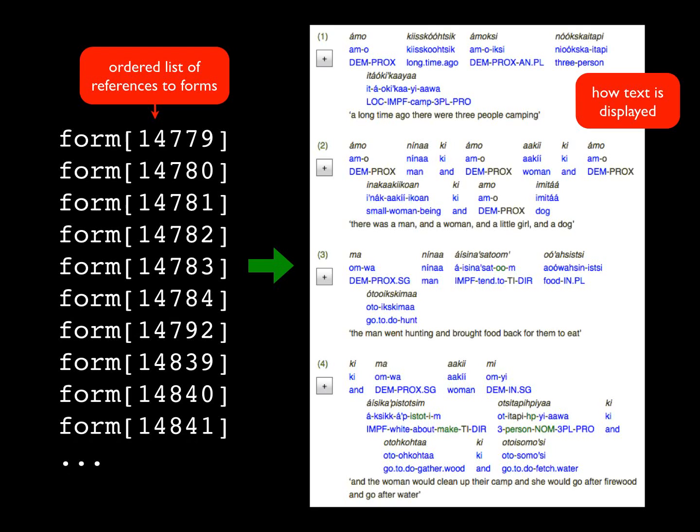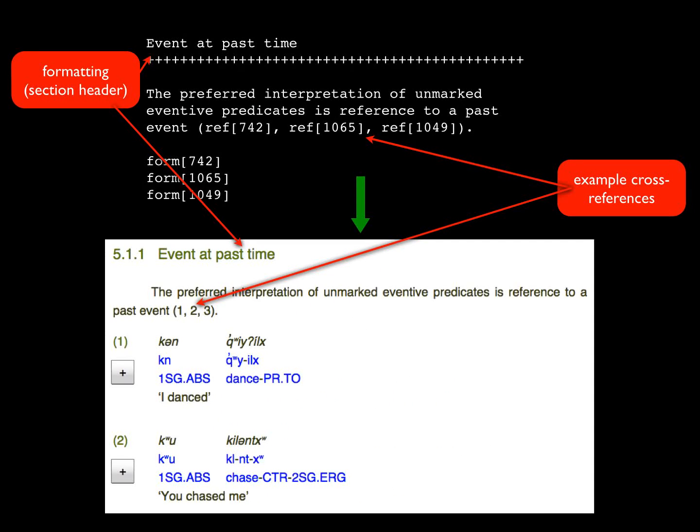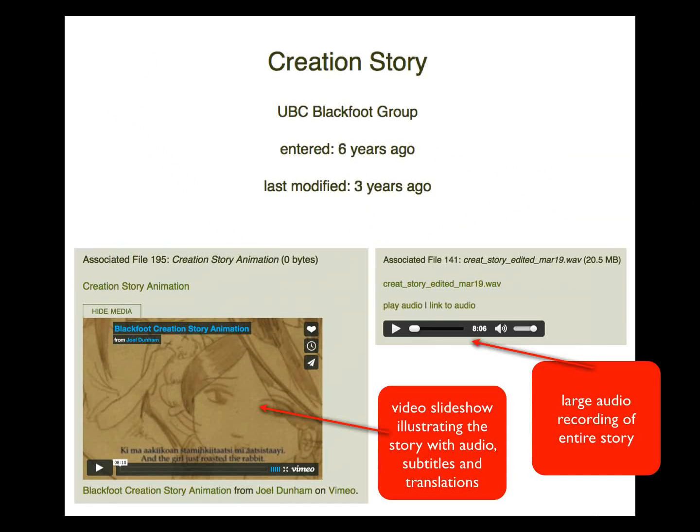The OLD allows for the creation of texts. An OLD text is an ordered list of references to forms in the database. The text can then be exported as a LaTeX document, which can then be used to generate a PDF. The Blackfoot datasets that we just used for the hands-on portion of the tutorial were created via the OLD in this way. An OLD text can also contain prose and markup for formatting and example cross-referencing. Texts can themselves be associated to any number of audio, video, or image files.